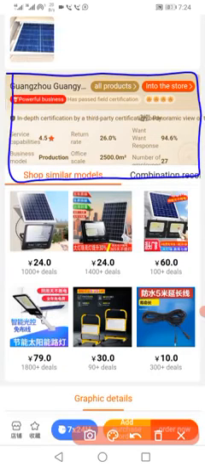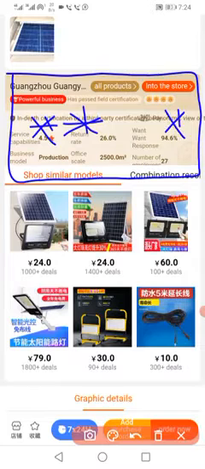Now, what are the things to look out for here? The first one is the return rate. The second one is the star rating. And the third one is the response rate. Now, let me explain what these stand for.